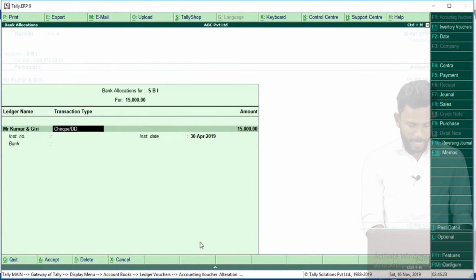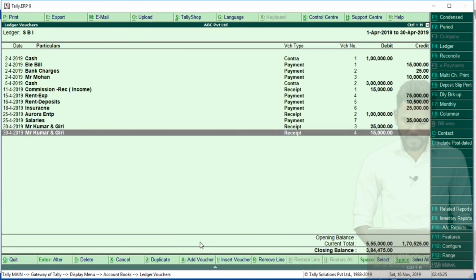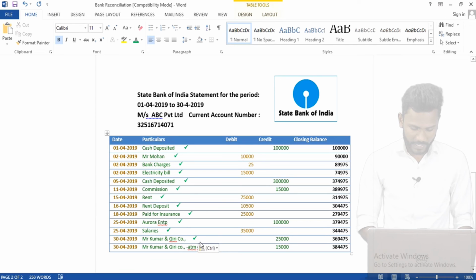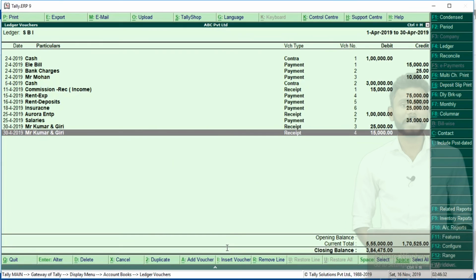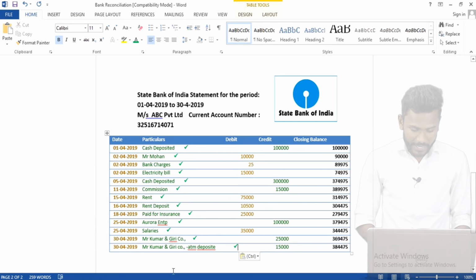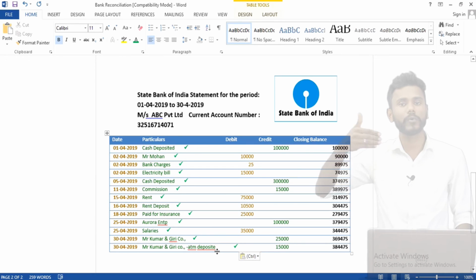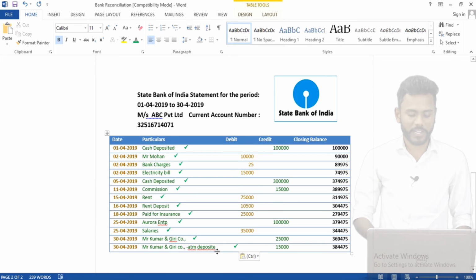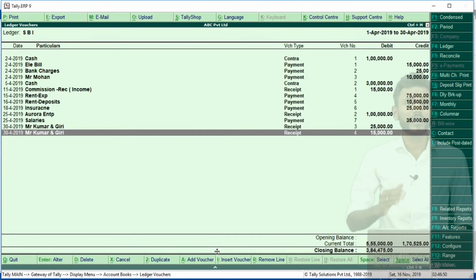Yes, we also recorded the 15,000. Even the banker also recorded the 15,000. Now we have just completed part A of rectification and part B of rectification. In part A, we added bank charges, insurance, and the ATM deposit from the bank statement to the company book of account. In part B, we eliminated one transaction in the name of Aurora Enterprises on 8th April.